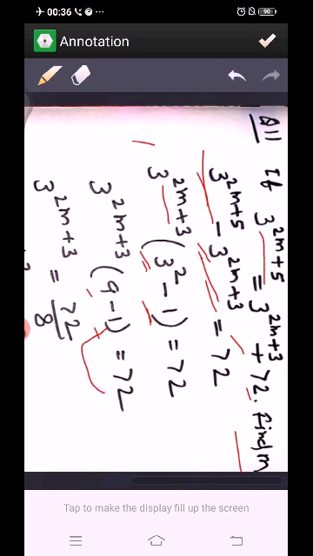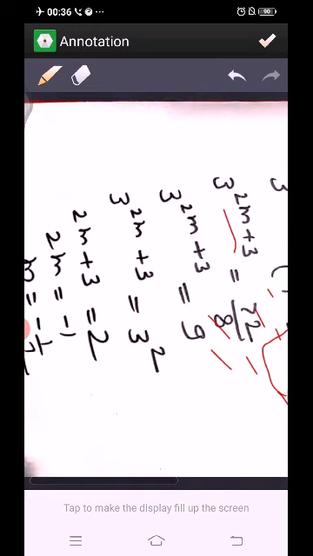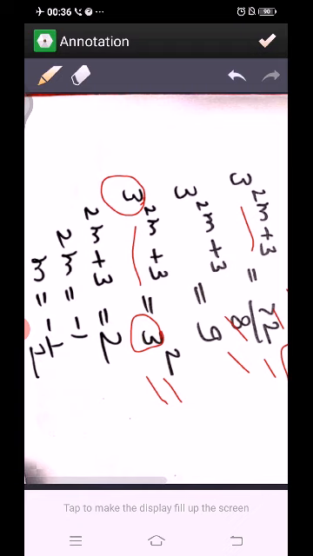This will go this side down. We can see here in the next step 3 power 2m plus 3 equal to 72 upon 8. 8 9s are 72, that we are getting equal to 9. 9 can be written 3 power 2. Now again we can see this 3 and this 3 are the base, same base, then power will be equal. So we can write 2m plus 3 equal to 2. 2m equal to, this 3 will go that side, right hand side, 2 minus 3, that is minus 1, then m equal to minus 1 by 2. That will be our required answer.